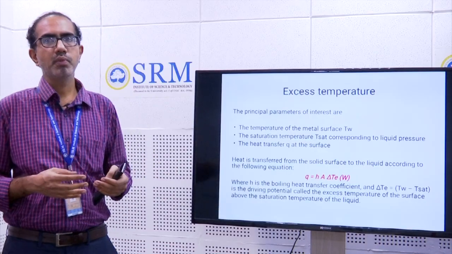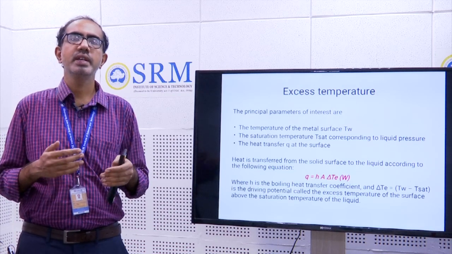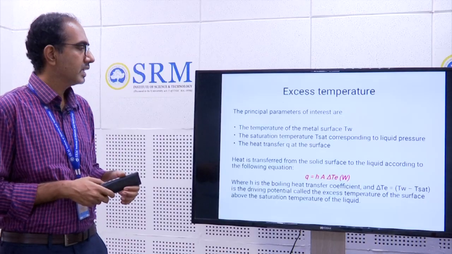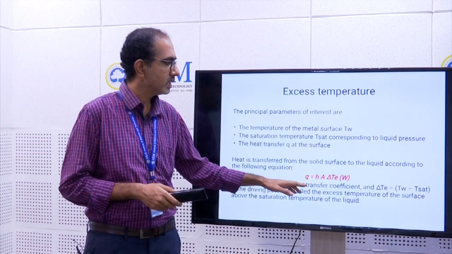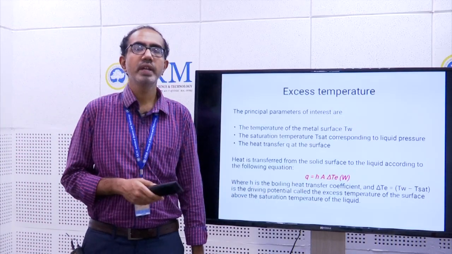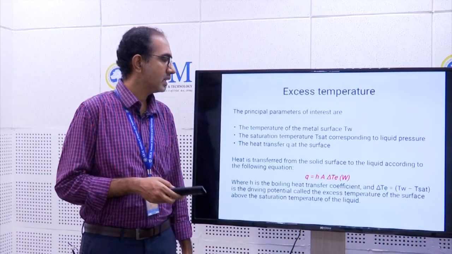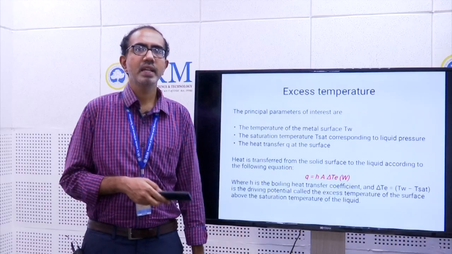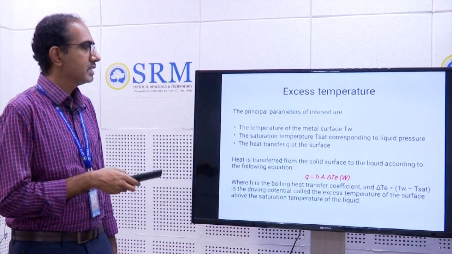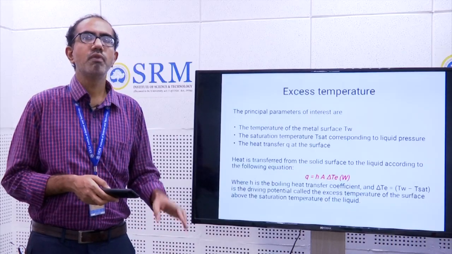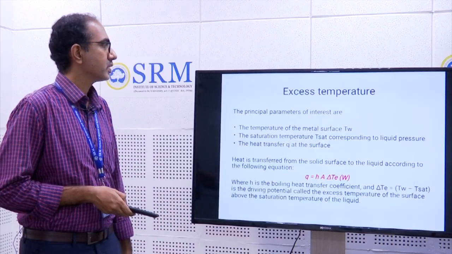So in the case of boiling, the heat is transferred from the surface to the liquid. So we need to quantify the heat. That heat can be quantified using this relation: Q equals H A delta T excess. H is the boiling heat transfer coefficient and A is the surface area, and this excess temperature is the temperature difference between the wall temperature and saturation temperature.